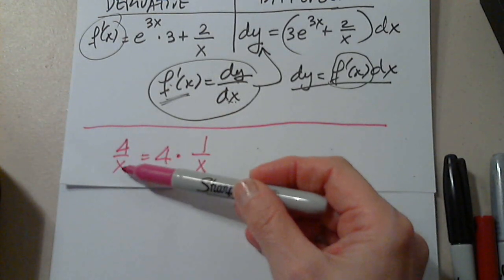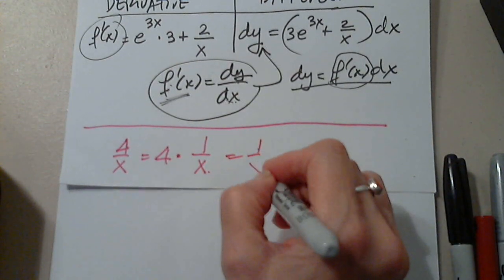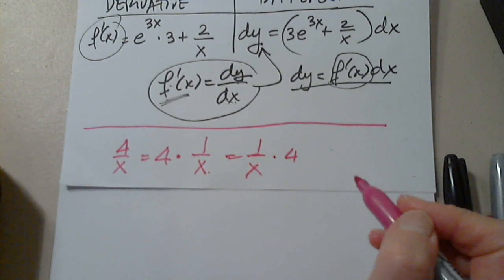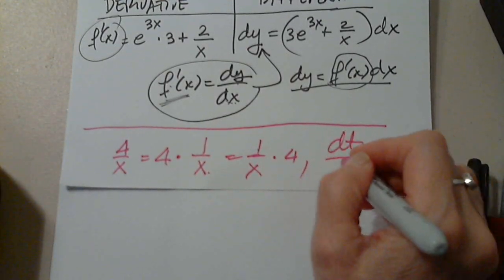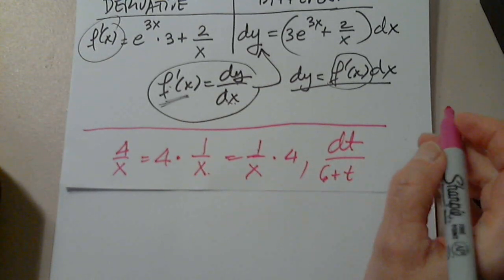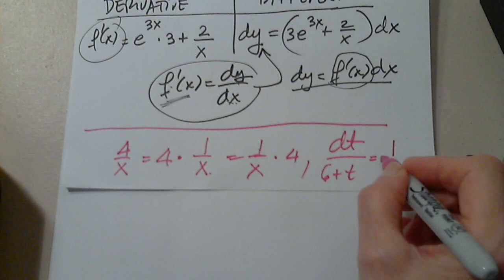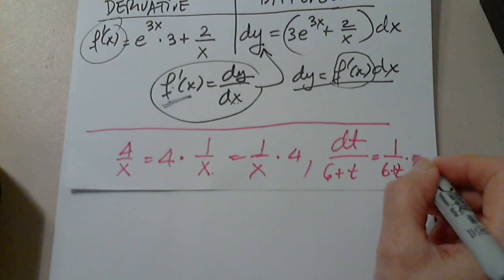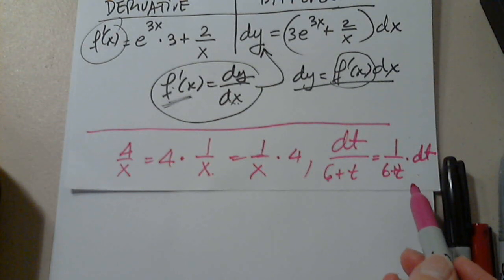So 4 over x is the same with 4 times 1 over x, and it's the same with 1 over x times 4. So when we look at dt over 6 plus t, we should be able, based on this, to see 1 over 6 plus t times dt. This is very important to understand.